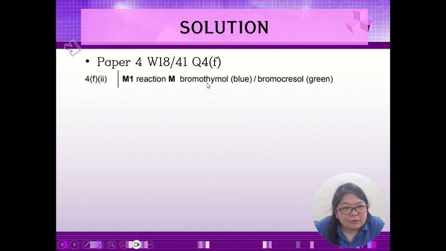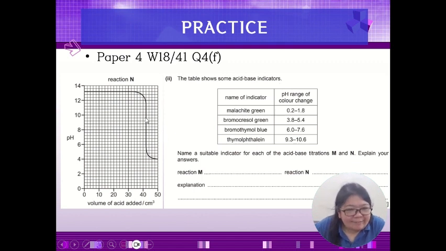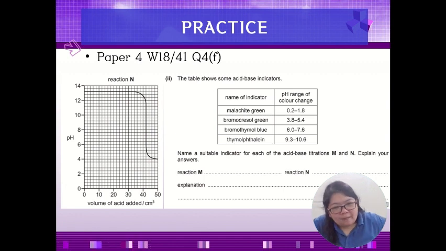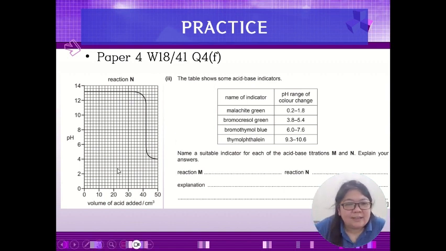So bromothymol blue or bromocresol green. Now let's look at reaction N. Same group of indicators for you to choose from. Again, you can pause this video and try to put in the range on the vertical region and see whether they are within the vertical region or not, and then choose a suitable indicator for reaction N. Pause this video. I'll review the answer after a few seconds.